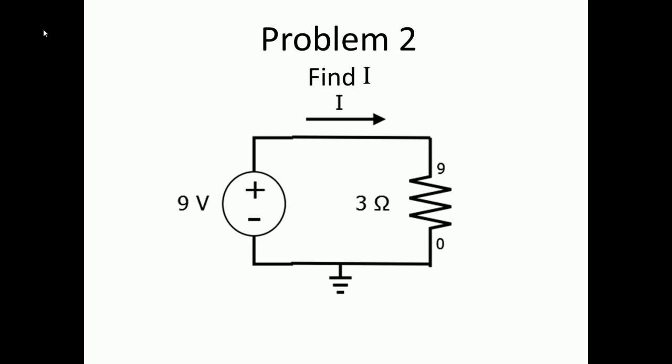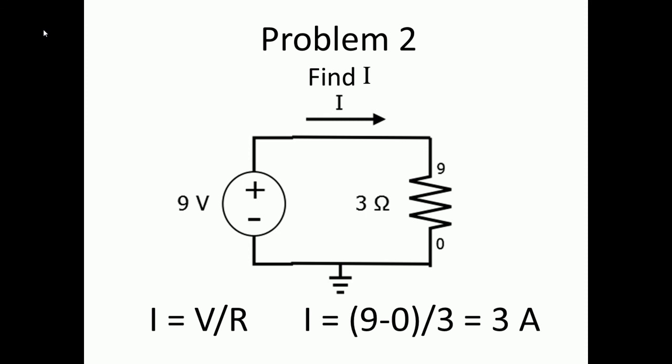Using a manipulation of Ohm's law, I is equal to V over R, we can say that I is equal to 9 minus 0 divided by the 3 ohms to give us 3 amps.